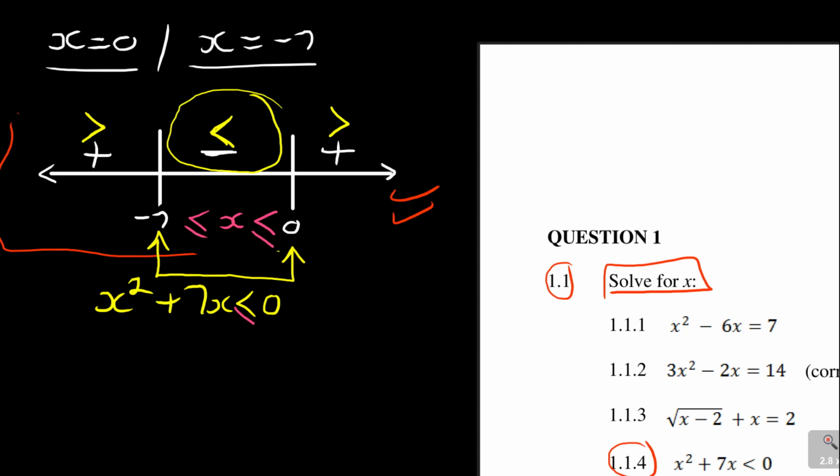Now since they didn't put equal to, the only thing then we have is our answer: -7 is less than x, x is less than 0. That is the final answer. Then you get 3 marks for that.